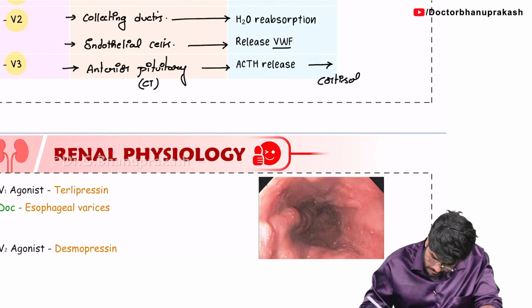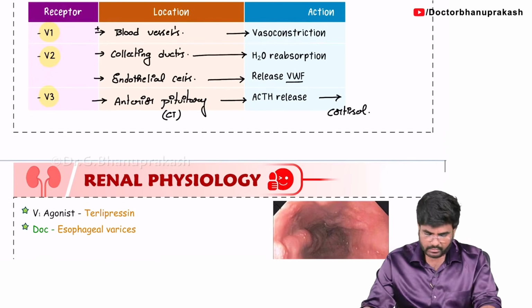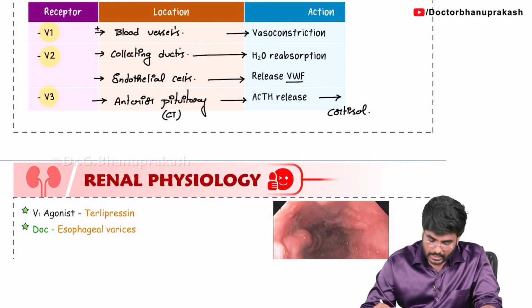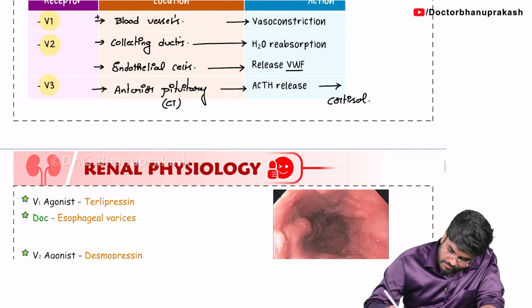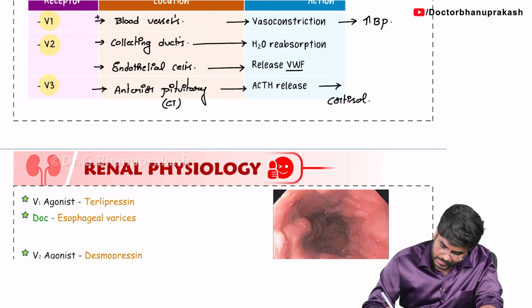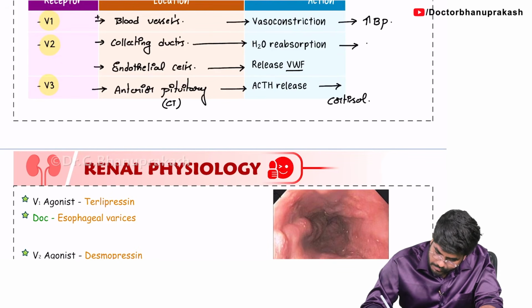Now students will start to have a little doubt. So what exactly is the action of the antidiuretic hormone? Final action, try to understand. If you cause vasoconstriction, what is the result? There is increased BP. Vasoconstriction increases the BP. Increased water reabsorption increases the blood volume, which further increases the BP.